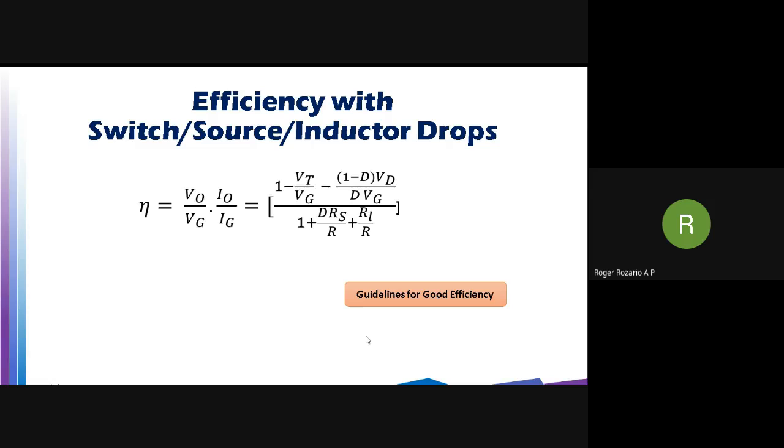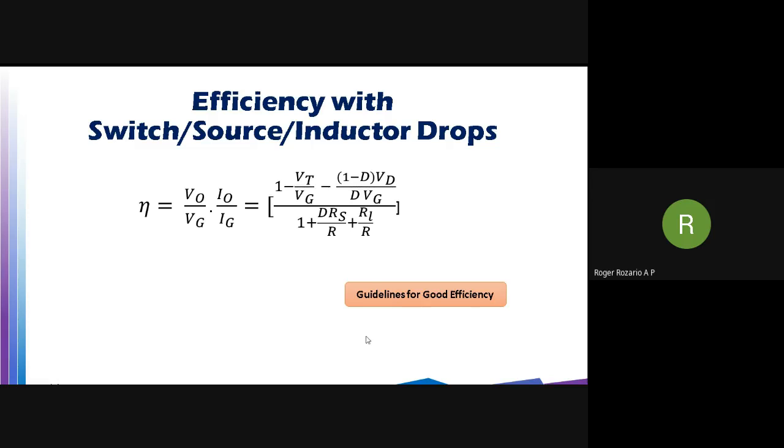understand some guidelines for good efficiency. Can anyone tell me how to make the efficiency of this DC to DC converter, with switch, source, and inductor non-ideality, close to unity? What are these guidelines? Can you tell me from the expression of this efficiency the guidelines for making this efficiency close to unity?